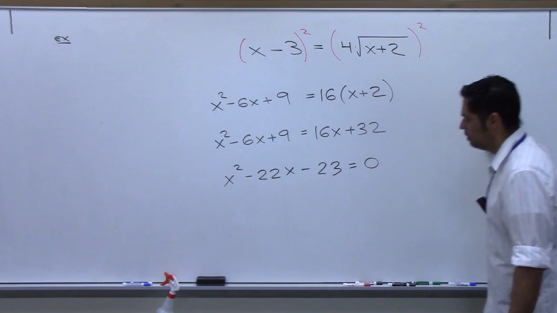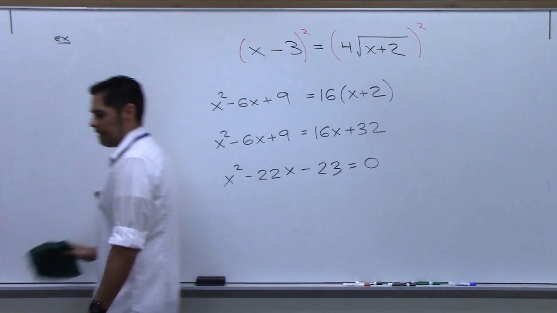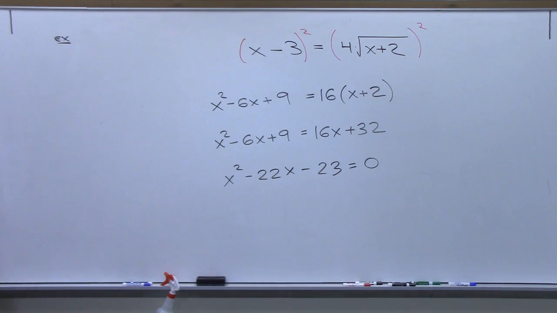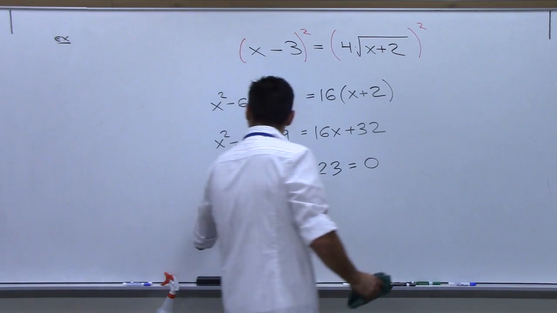Yeah. You're right. Definitely can't factor that because 22 is a prime number. Negative 23 and 1. Yeah, well, I think this will work. Negative 23 and positive 1. Oh, yeah, you're right, you're right.